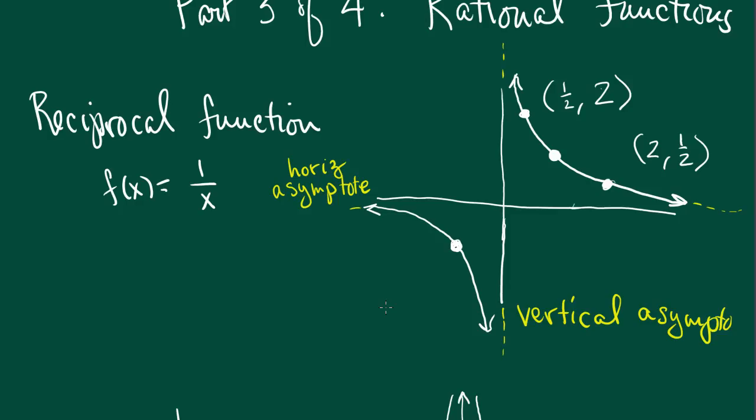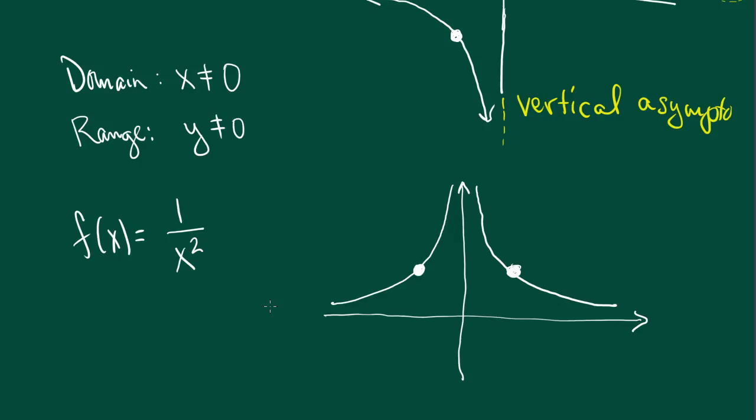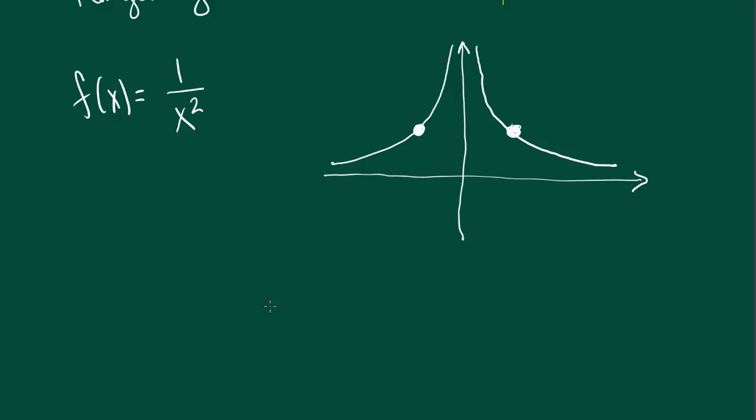Let's see. What I forgot to mention up here is the domain and range. Domain is not all reals because I can't have a 0 in the denominator. So, to keep it short, I'll just say the domain is x is not equal to 0. So, that means x is allowed to be everything else. And the range, y, is not equal to 0.